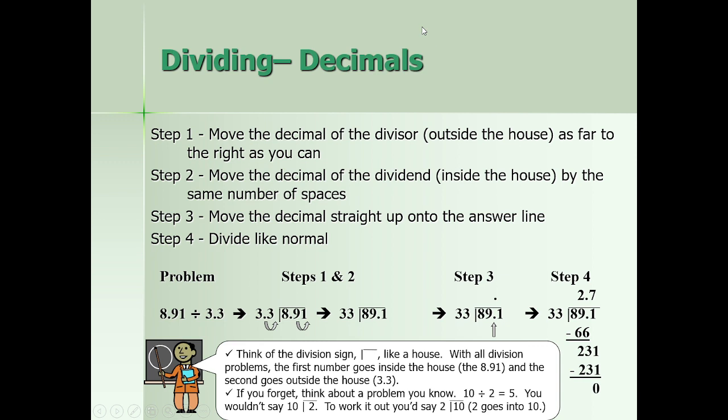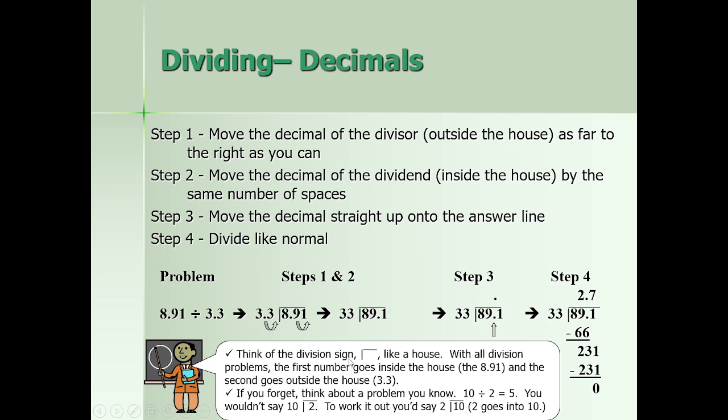Now let's go over the steps of how to move the decimal point when dividing decimals by decimals. Step number 1, we're going to move the decimal of the divisor outside the house as far to the right as we can. 1, 2, 3. Then we're going to move the decimal of the dividend, which is inside of the house, by the same number of spaces. 1, 2, in this case. Step number 3, move the decimal straight up onto the answer line. In this case, the decimal point was moved right up. And then we divide like normal, as you see here.